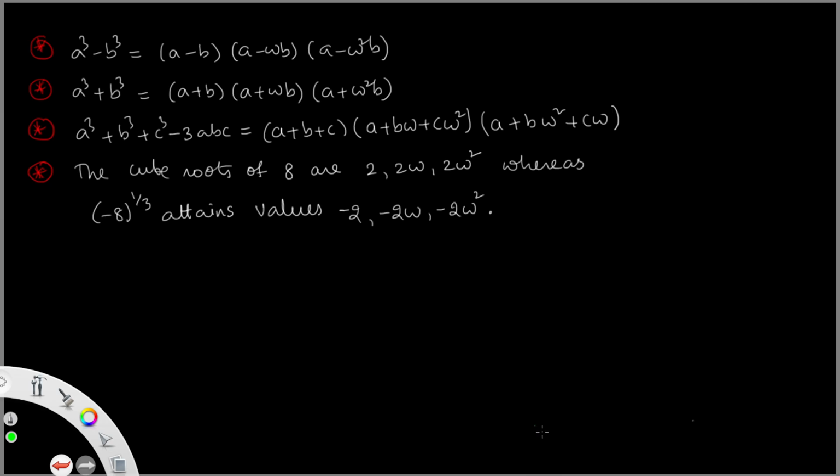So these are the general formulas: a cube minus b cube equal to (a minus b) into (a minus omega b) into (a minus omega square b), and a cube plus b cube equal to (a plus b) into (a plus omega b) into (a plus omega square b). Same thing, but the sign changes. And a cube plus b cube plus c cube minus 3abc equal to (a plus b plus c) into (a plus b omega plus c omega square) into (a plus b omega square plus c omega). The cube roots of 8 are 2, 2 omega and 2 omega square, whereas the cube roots of minus 8 attain the values minus 2, minus 2 omega, minus 2 omega square.